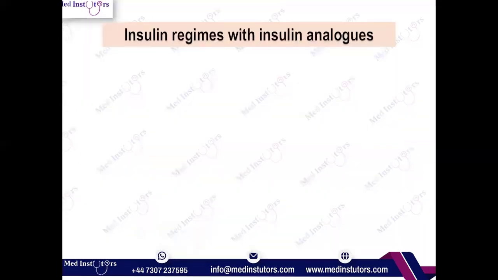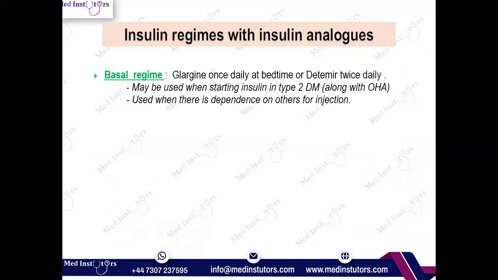Now, as a doctor, we will be seeing a lot of regimens using insulin analogs. One regimen is the basal regimen, in which the long-acting insulin glargine is given once daily at bedtime, or detemir, which is given twice daily. It may be used when starting insulin in type 2 diabetes, along with oral anti-diabetic agents. So, this is the basal insulin regimen.